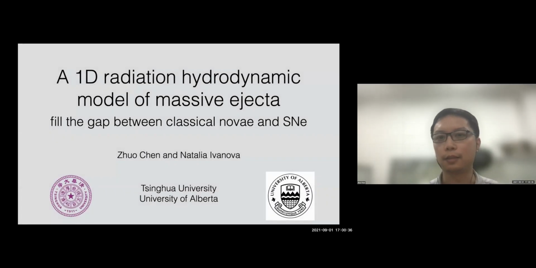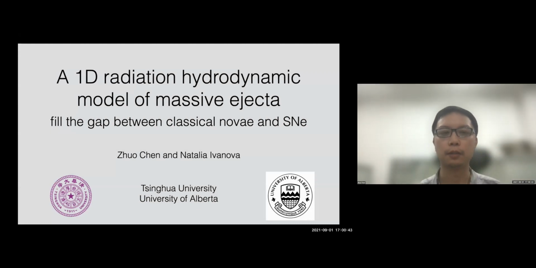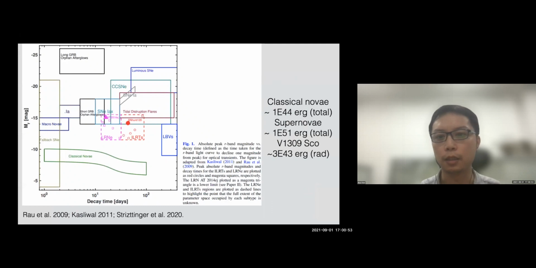Thank you to the organizing committee for giving me the opportunity to present my recent work with Natalia and Ivanova. I'm going to talk about the gap transient. The gap is defined in a magnitude versus decay time diagram, where it is found between the classic nova and the supernova. The classic nova is located in the lower left part of this diagram, and the supernova is in the upper part.